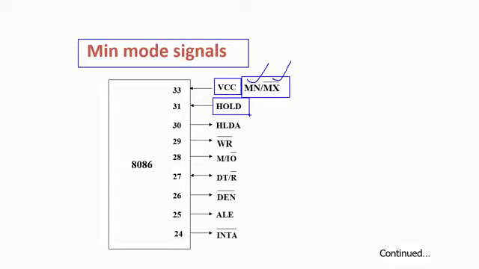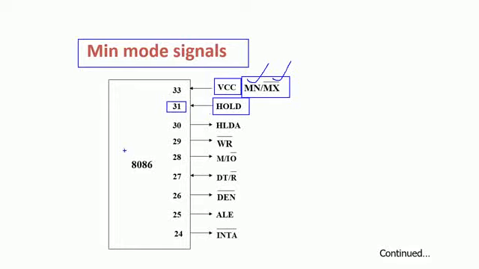In order to implement this DMA technique, we are having one controller called the DMA controller, direct memory access controller. That DMA controller is generating the hold signal to the microprocessor using pin 31. As I said, the hold signal to the microprocessor is a kind of maskable interrupt. It is not a non-maskable interrupt.